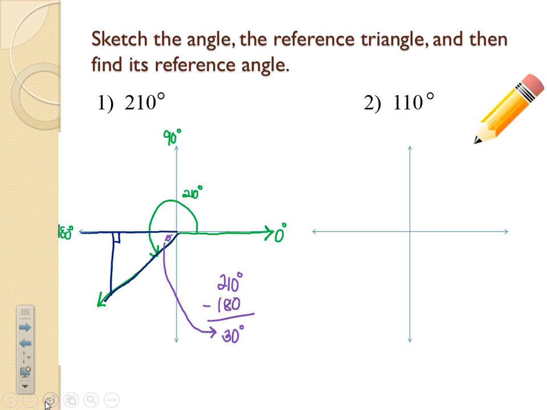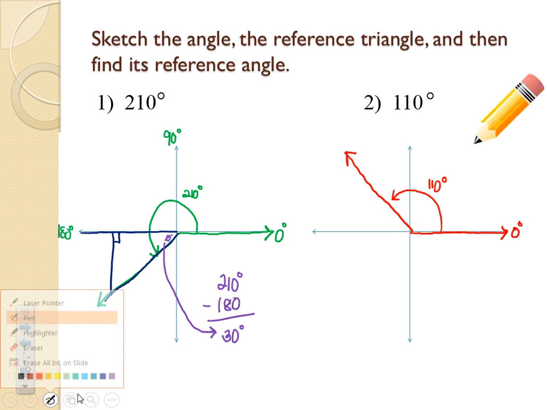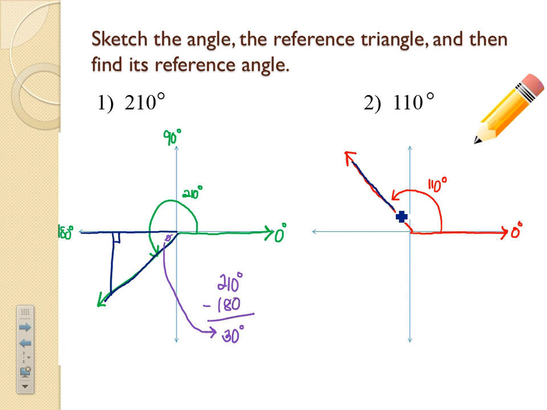So now I want to do a 110-degree angle. So I'm going to start at my initial side of 0. I'm going to go past the 90, a little bit past the 90, about right there. That would be 110. Draw my terminal side, okay, and then I need to draw my reference triangle. So I take my terminal side, the x-axis, and I drop a 90-degree from the terminal side to the x-axis. I have my reference triangle.